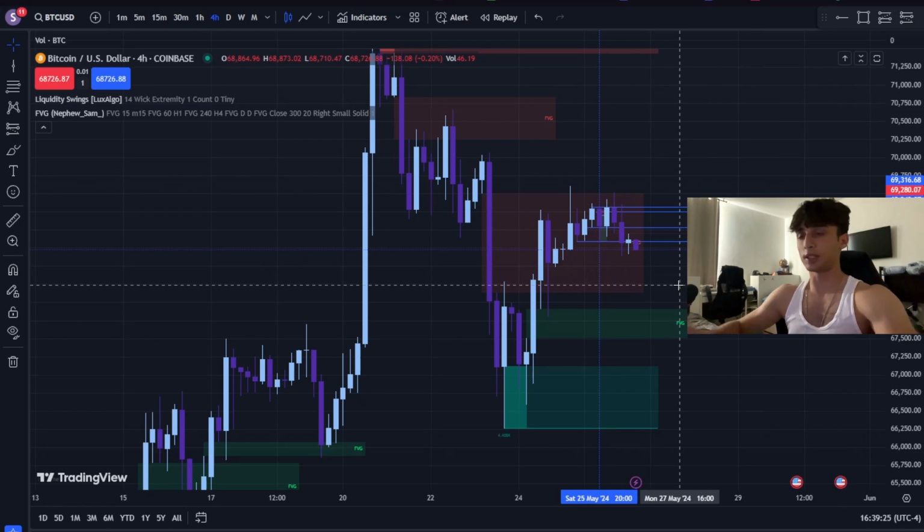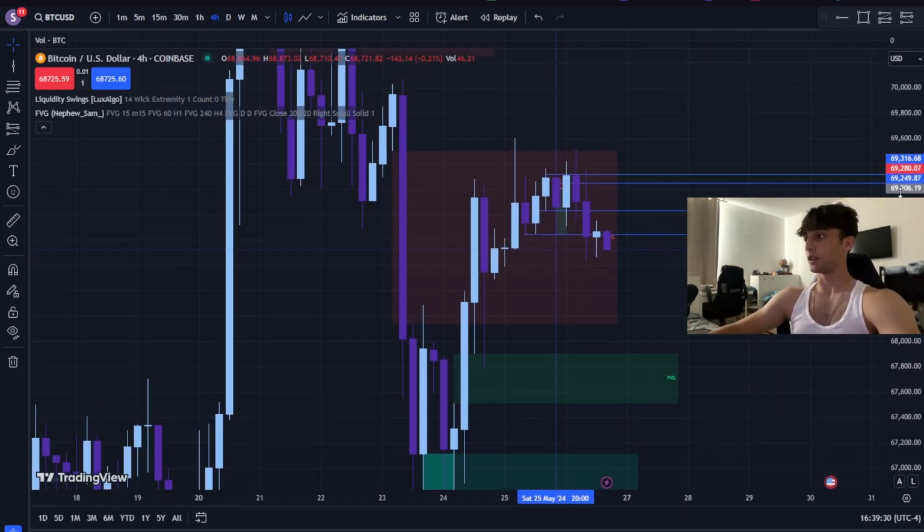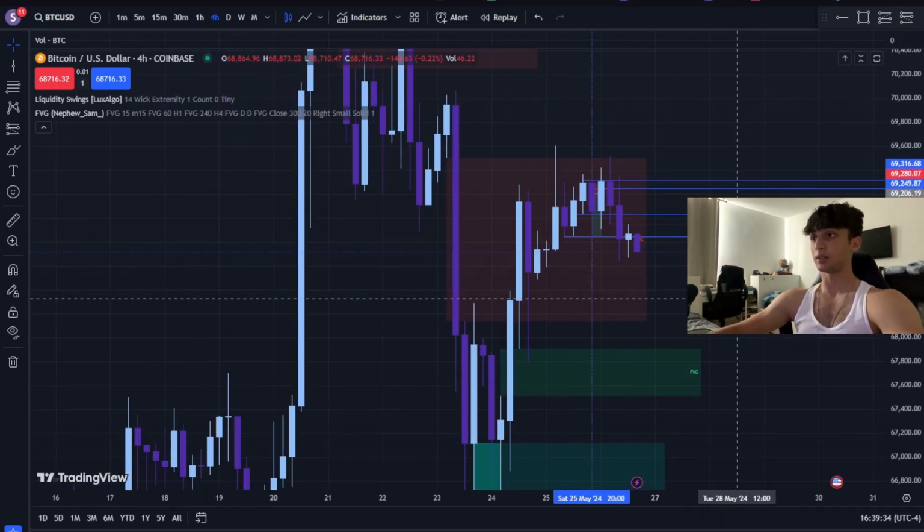Before I continue, I'll be fully transparent. This was on demo, was paper trading. I don't have enough to trade like a full lot of Bitcoin. I was just trying to test out the strategy, and I'm about to put you guys on because it works.